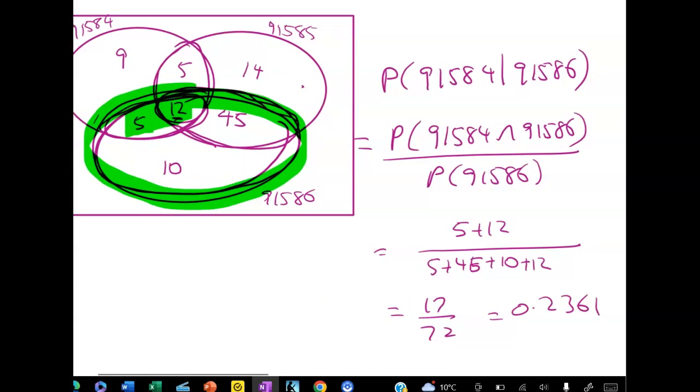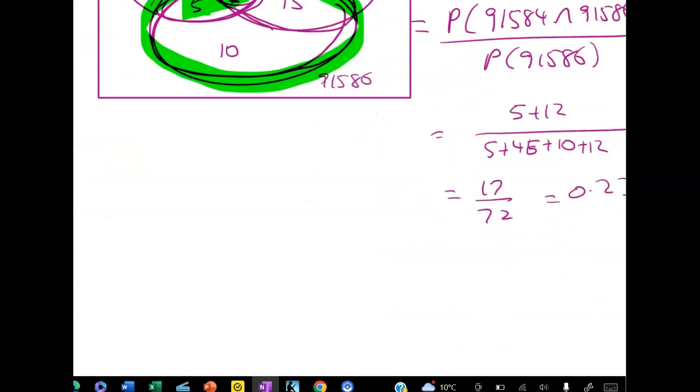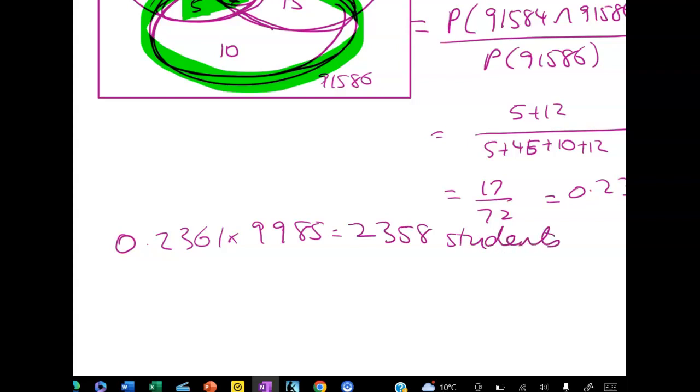But remember, we're looking for the number of students, so it's going to be 0.2361 times 9,985, which is 2,358 students to the nearest whole number.